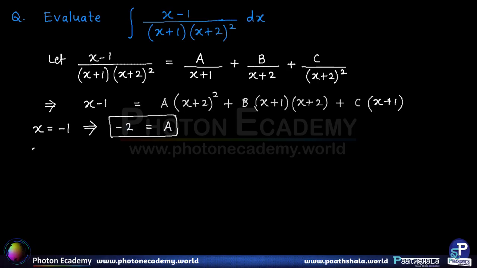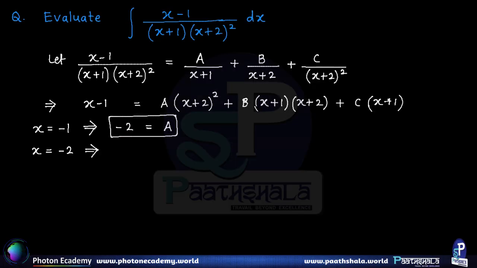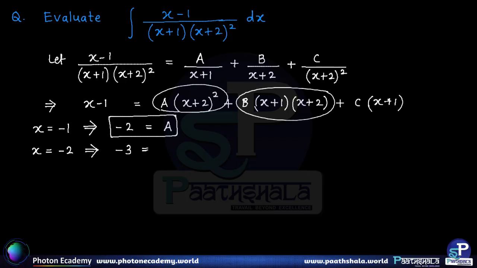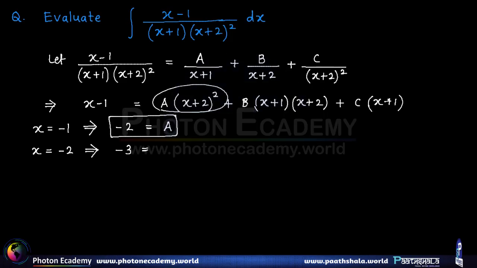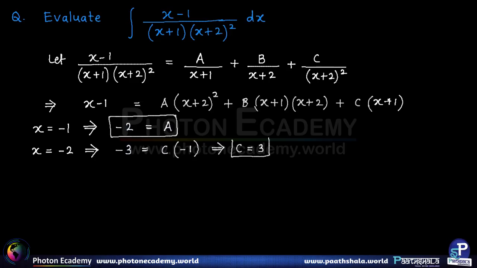Okay. Now let's put x as minus 2. So that will give us on the left hand side x minus 1, so that is minus 2 minus 1, which is minus 3. Now when we put x as minus 2, what happens is the first term and second term will vanish and we'll get the value of C, correct? So here we get C into (minus 2 plus 1 is minus 1). So that gives us C is equal to 3. So we got two constants.